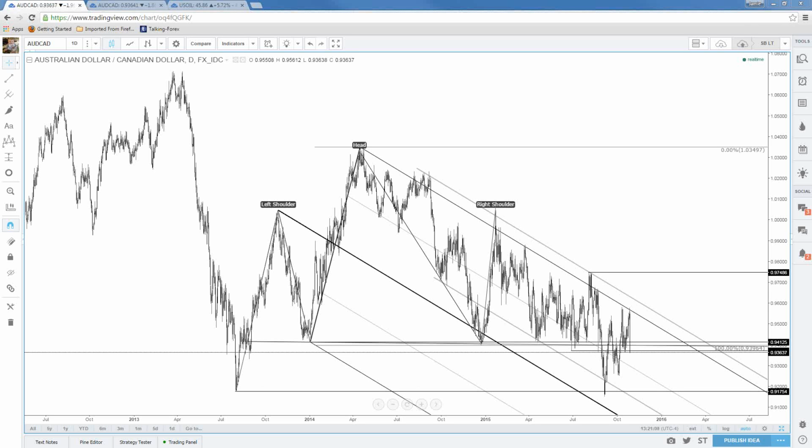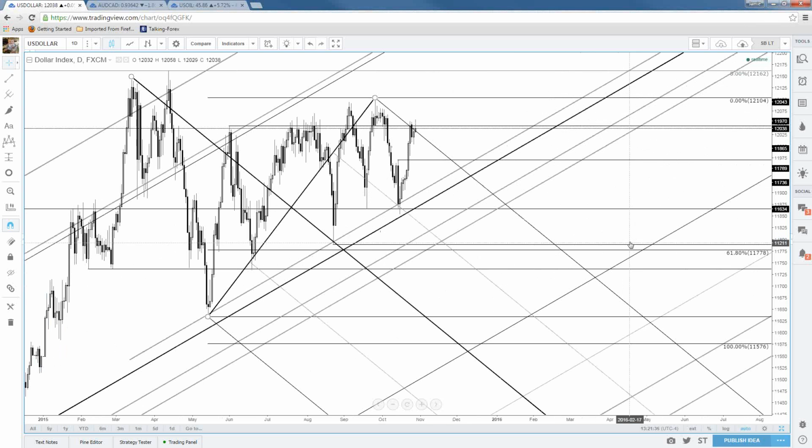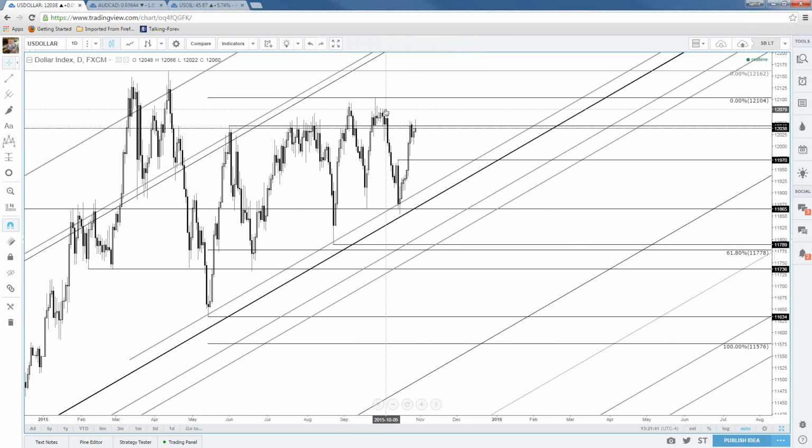At the end of the day, you're not going to have any insight into what these people are going to do. And even if you do, price is going to do whatever the hell it wants to do anyway. So, like we've seen, for example, here's the US dollar index, right?